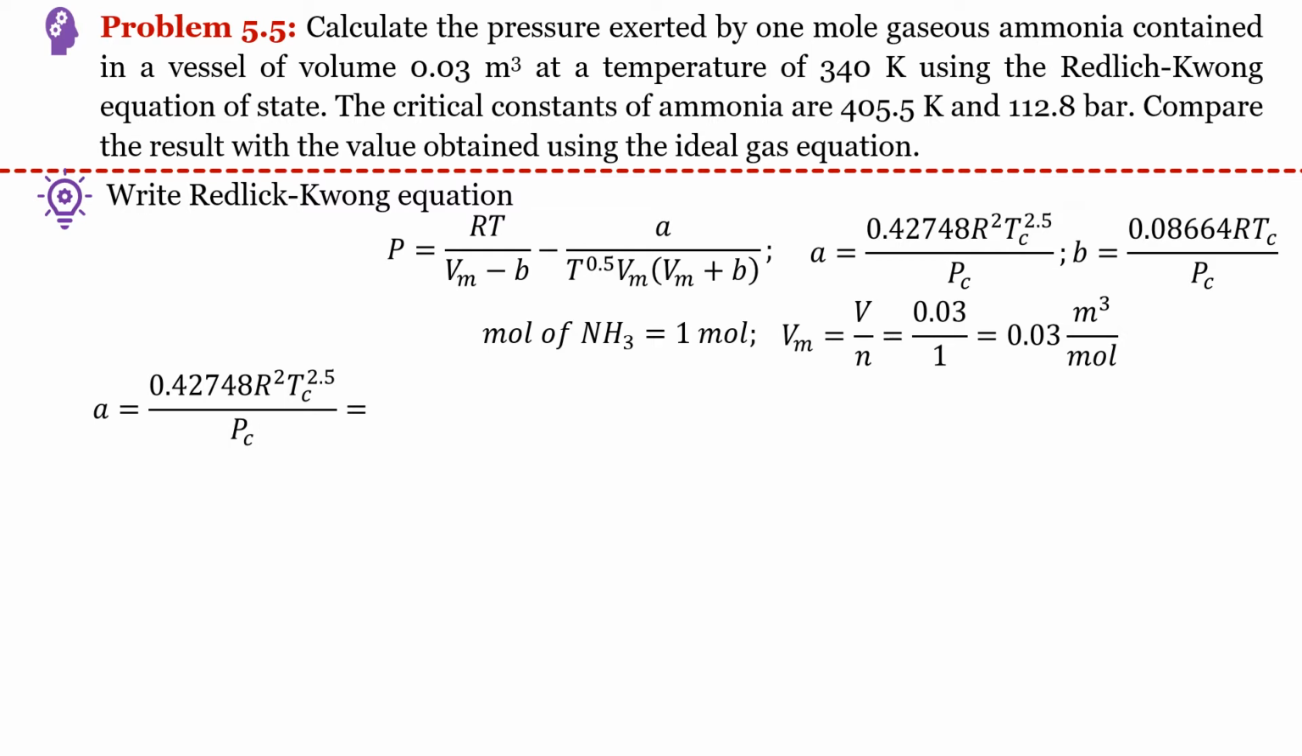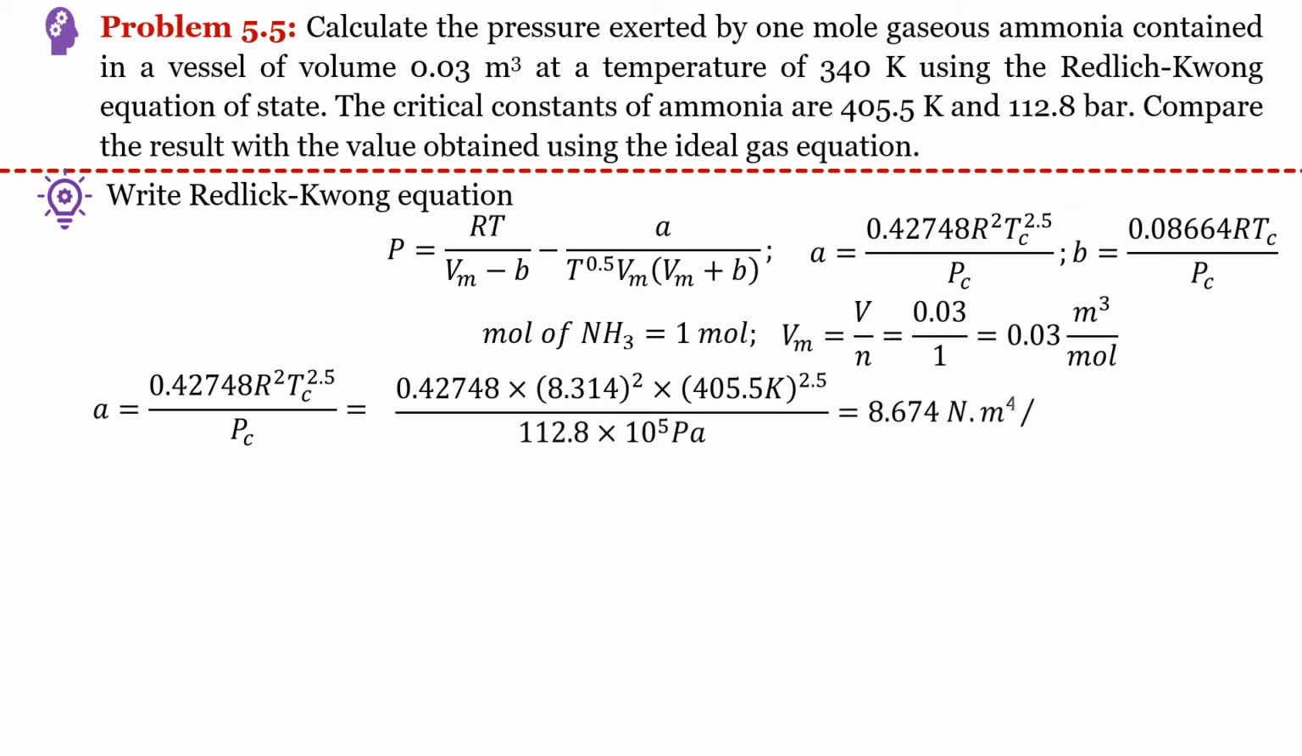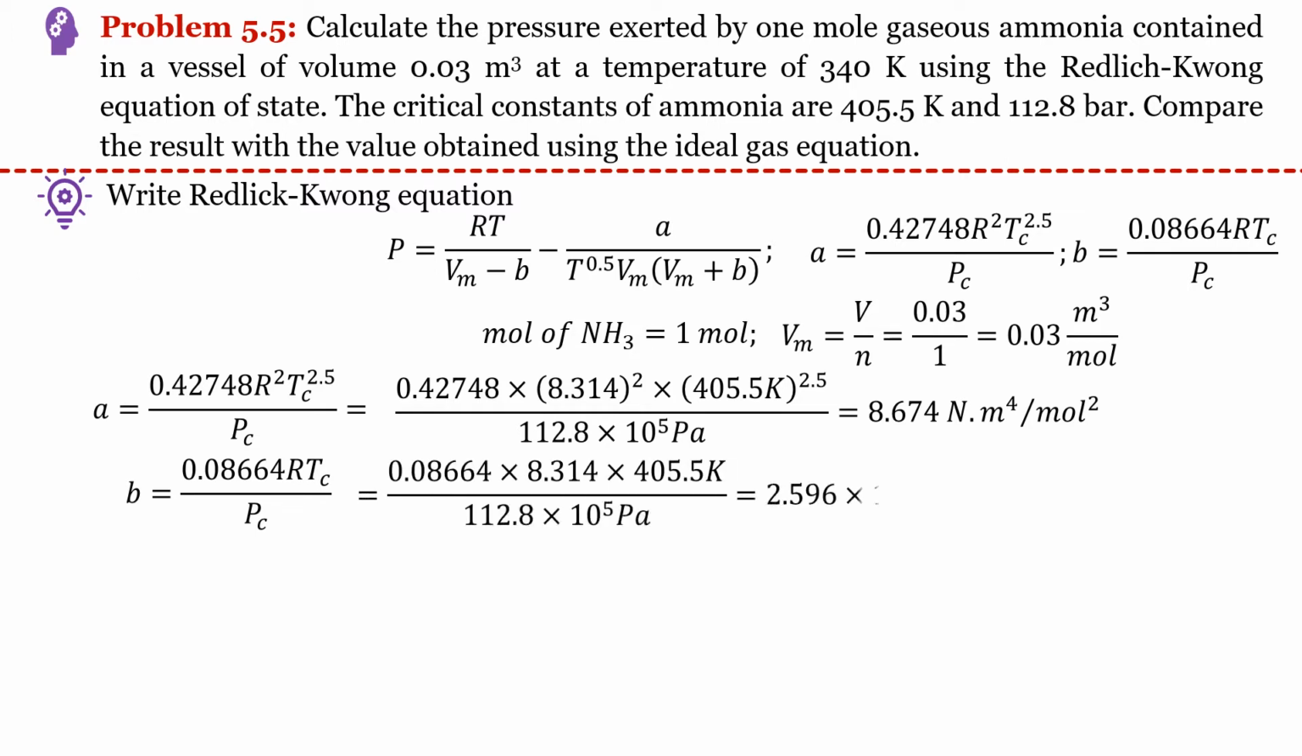Now we can find out the values of A and B by putting the values of the critical parameters. So after putting all values, we will get the value of A as 8.674. We can also find out the value of B, and the value of B will come out as 2.596 into 10 raised to power minus 5.